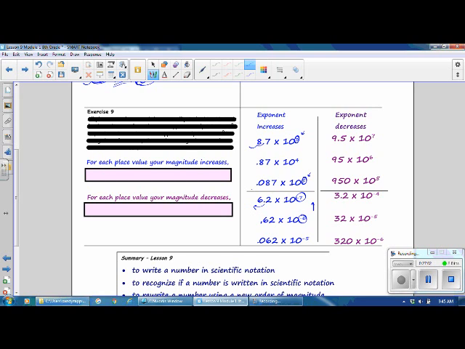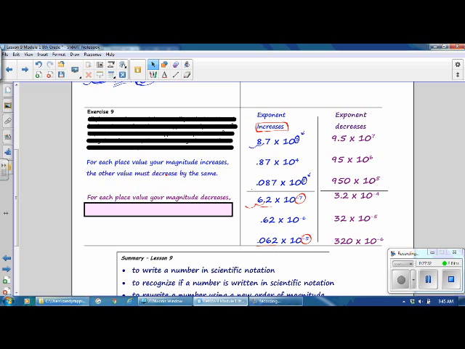So let's take a look at what happens when you change your exponent by 2 places. So we go from -7 to -5. We are increasing our exponent by 2 place values. That means you need to decrease your decimal by 2 place values. So you move it over 2 places. So summarizing, for each place value, your magnitude increases, which is this blue column. Then the other place value must decrease by the same.